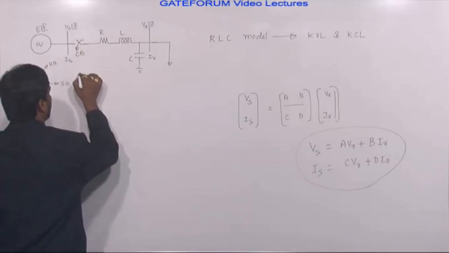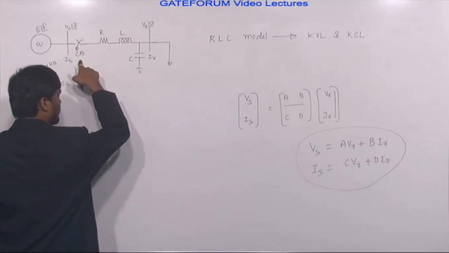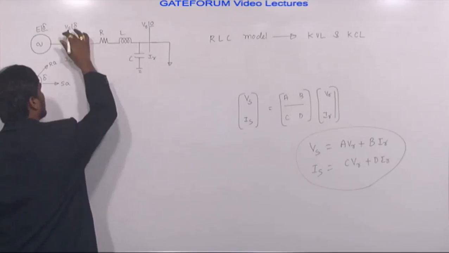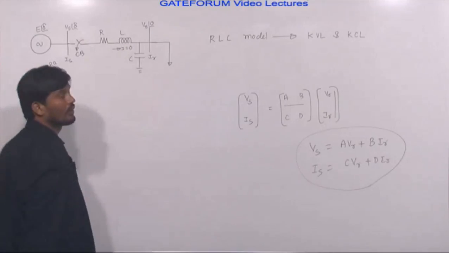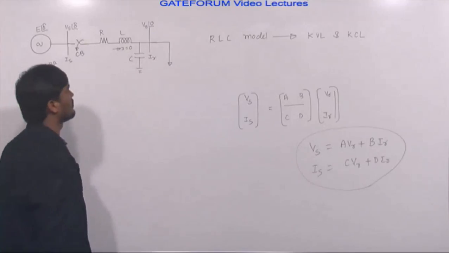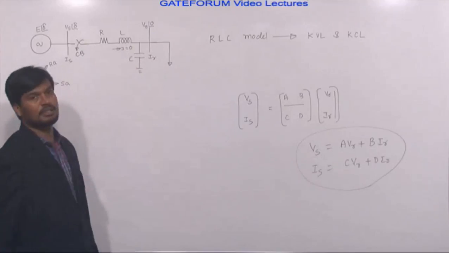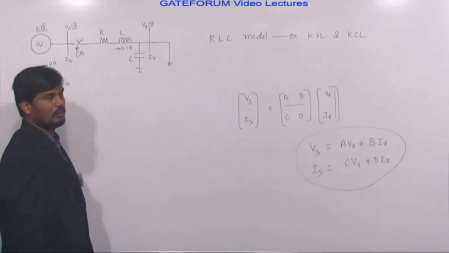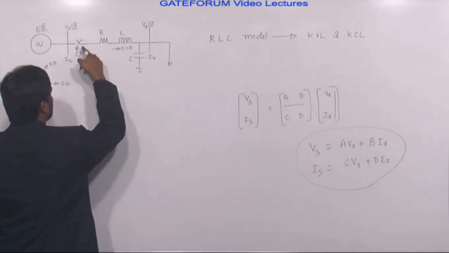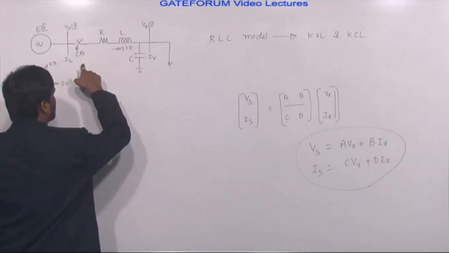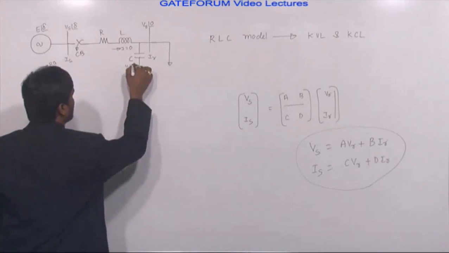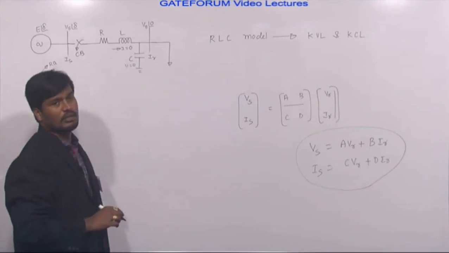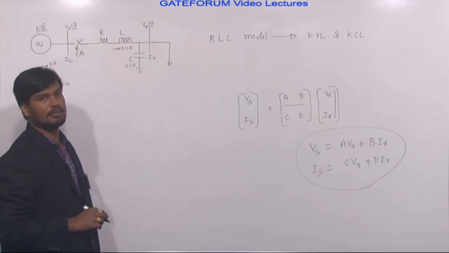See, when the circuit breaker is open, it means the line is not connected to the bus bar. How much current is flowing through the inductor? 0. Therefore, the inductor acts as an open circuit. When the circuit breaker is open, current flow in the inductor is 0, so it acts as an open circuit. Voltage across the capacitor is also 0, so it acts as a short circuit. We know voltage 0 means short circuit, current 0 means open circuit.